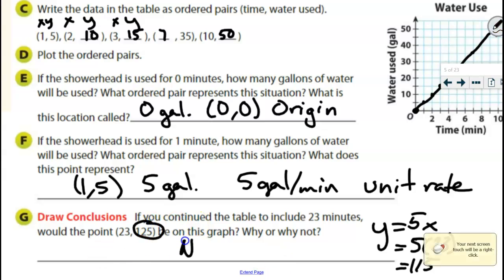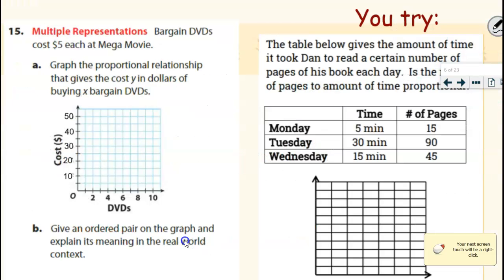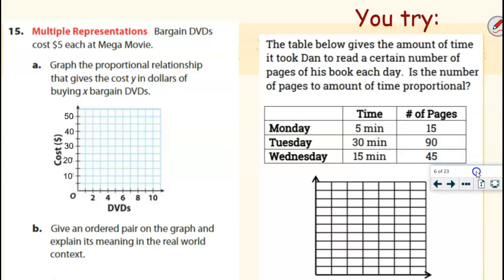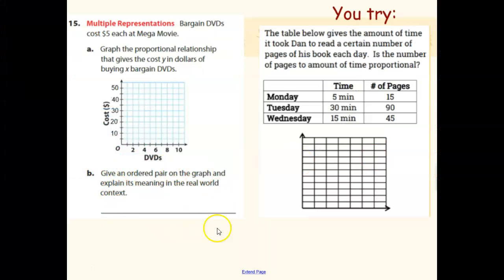No. Okay, I gave you this piece of paper. I want you to whip it out and give these two a try. We'll talk about the answer tomorrow. There, now you can see the whole thing again. Go ahead and try B as well.